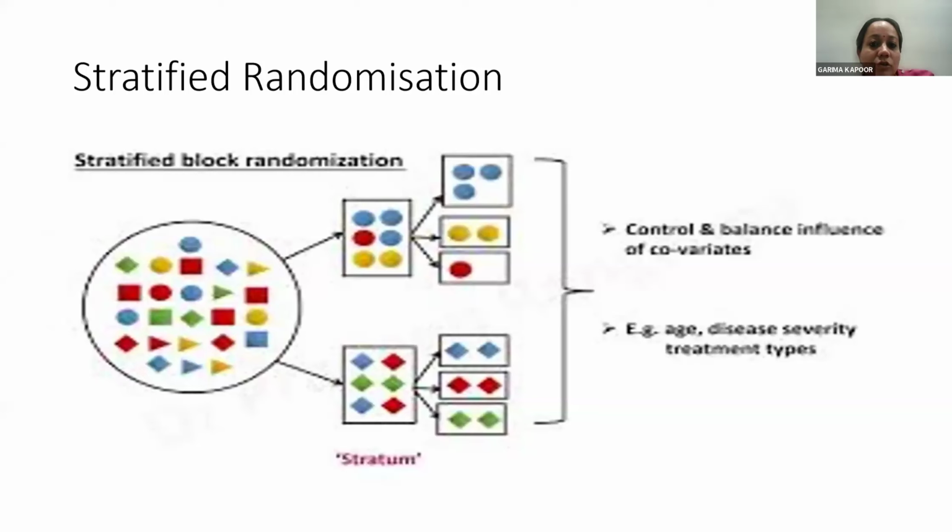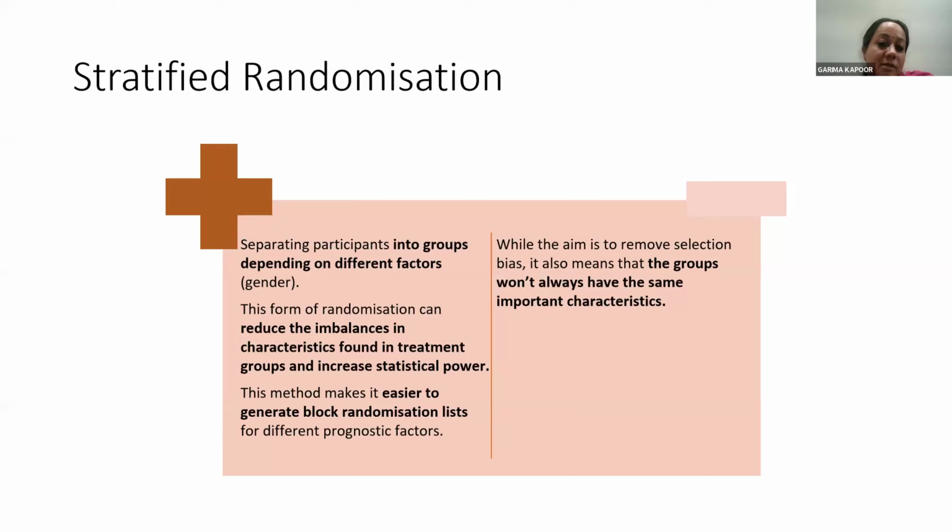Okay. So that is your stratified randomization, and you can further stratify according to the different groups, as you can see in this. Again, you are separating upon certain factors, which could be gender, or a particular clinical feature. This reduces the imbalances in characteristics found in treatment groups and increases the statistical power. And it is easier to generate blocked randomization lists for different prognostic factors. Like I said, if you go by the type of infertility, unexplained, PCOS, POR, you can divide it according to that. But again, you have to remember that the groups won't have the same important characteristics, and when you're interpreting the result, there may be different characteristics in the groups you are studying.